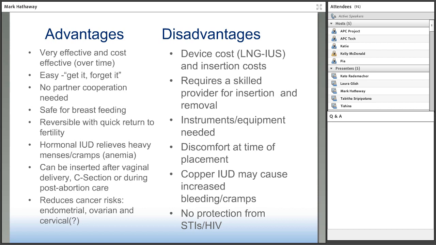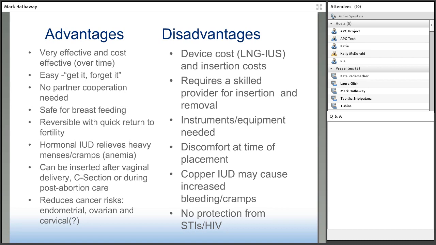For insertion, they require a provider that's skilled in an insertion technique, as well as for removals. There's several instruments and equipment needed. I'll touch on that in a second. There's some pain or discomfort at the time of placement.